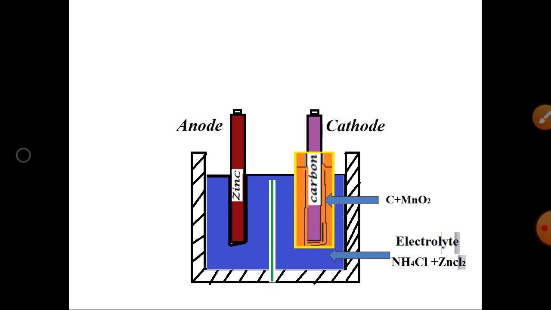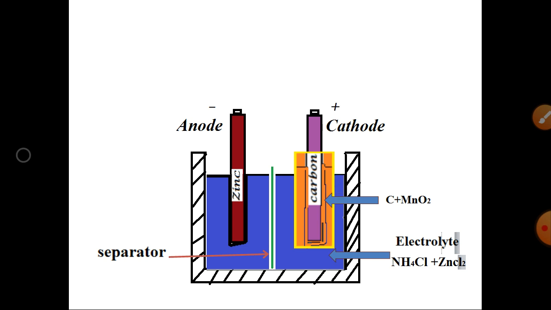Then the separator is placed in between the anode and cathode. That is, the movement of ions between the anode and cathode is restricted or avoided by means of this separator. Otherwise, if the separator is not provided, automatically the ions move from the zinc to carbon, so a short circuit may occur. So to avoid the movement of electrons, the separator is placed in between the anode and the cathode. Now the negative terminal of the battery is connected to the anode and the positive terminal of the battery is connected to the cathode.